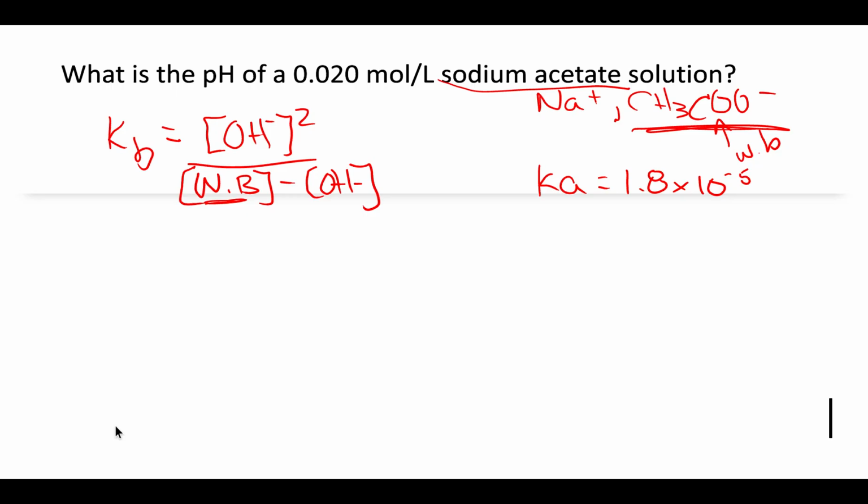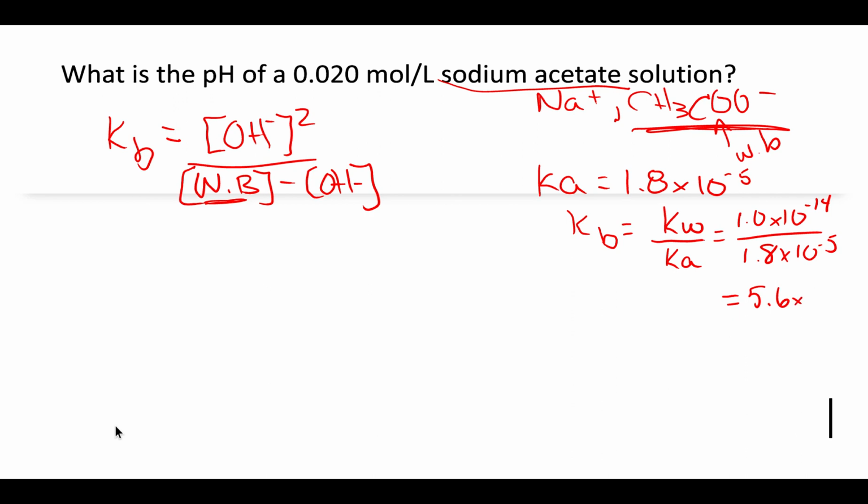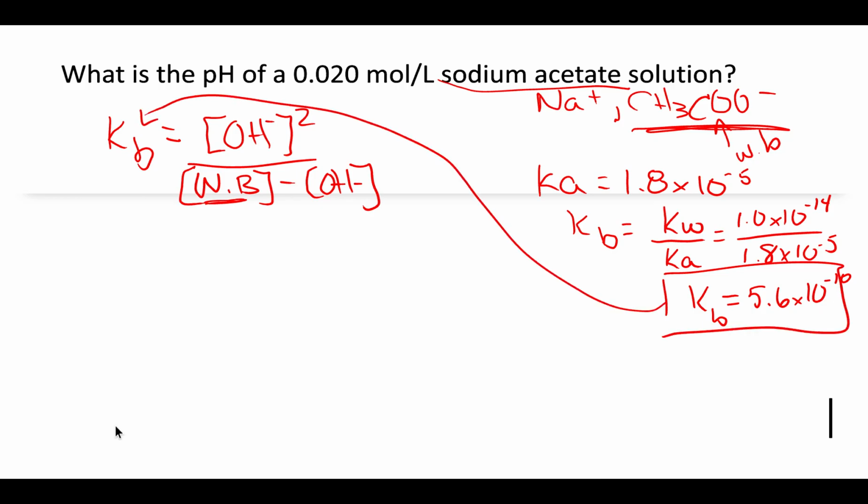Then there's the connection between Ka and Kb, which is through the equilibrium constant of water. Kw divided by Ka will equal Kb. So we can go 1.0 times 10 to the negative 14, which is Kw, divided by 1.8 times 10 to the negative 5, and we would get 5.6 times 10 to the negative 10. This is our Kb value that we can use in the formula. Then we can ignore the OH in the bottom because we want to solve for OH. Let's start doing the work for that.